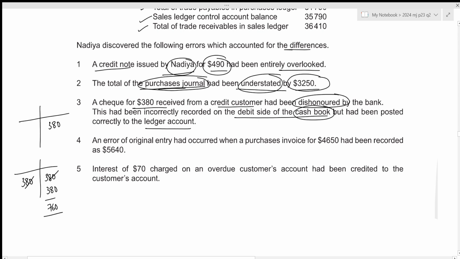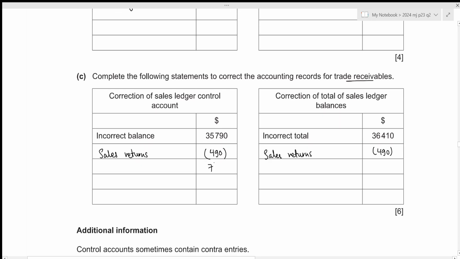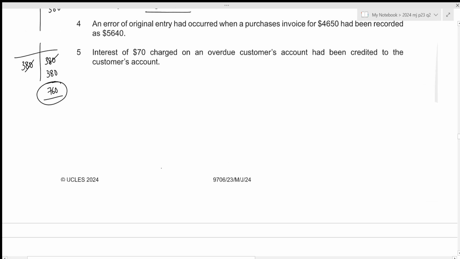And we are talking about the dishonored check, right? A dishonored check will definitely increase our trade receivables because we have not yet received the amount of 760. And this was an error in the book of prime entry, so this will only affect our sales ledger control account. Let's write it down. So we need to add the 760, and this is part of the dishonored check. That is all for the third one.